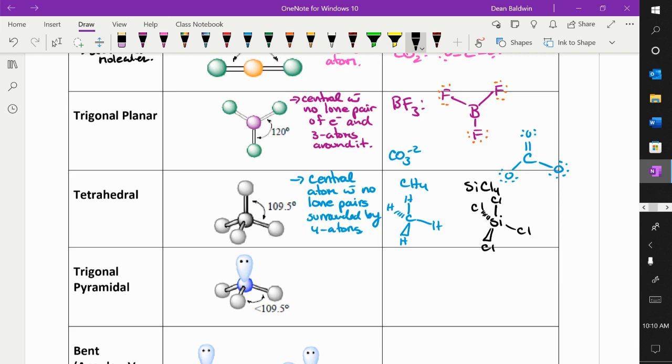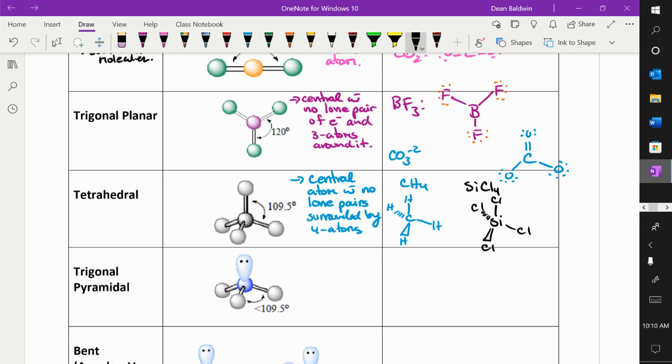And what happens is these are 109 degrees, 109.5 if you want to be specific. This lone pair will push the bonds down a bit. I'm not asking you to remember bond angles, but this lone pair just pushes the bonds. They're less than 109 degrees. Okay.